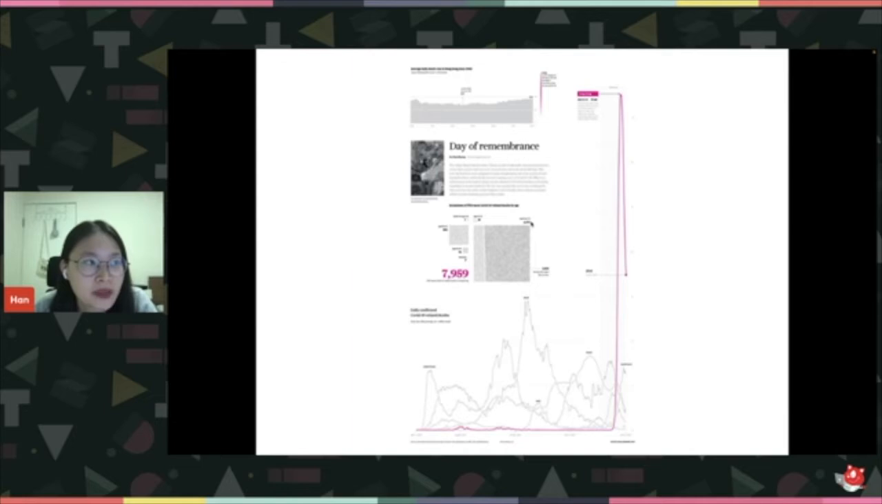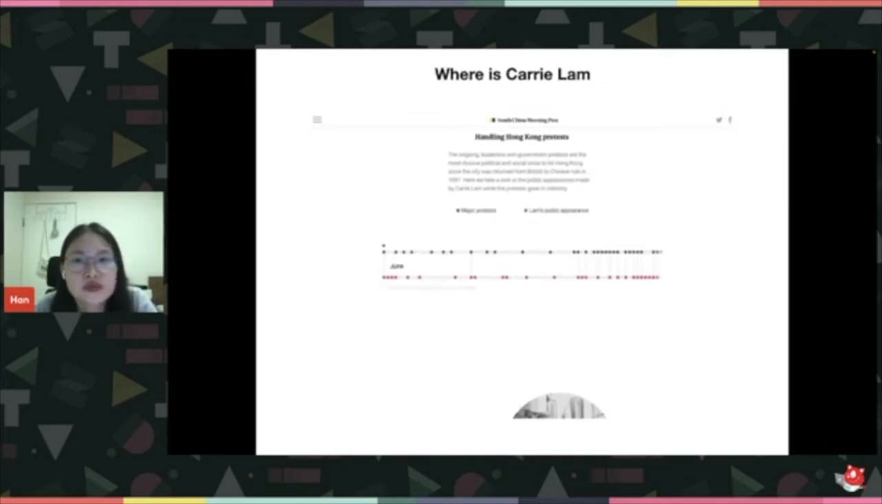So this is the situation when it's very easy and quick to prepare a back page. I finished this back page within just 2 days, and then I sent it to the editors for checking. But sometimes you will spend a lot of time on data collecting. For example, I created this project during the Hong Kong protests.